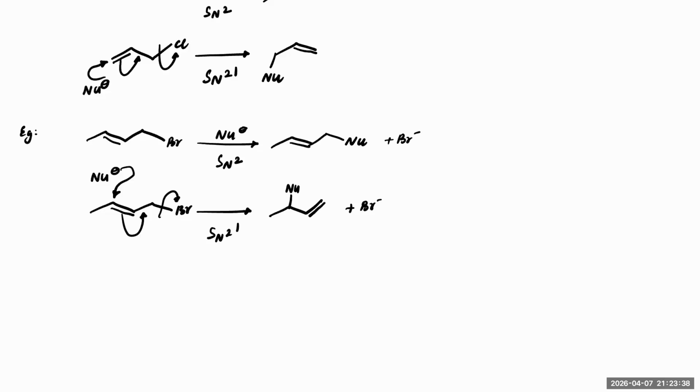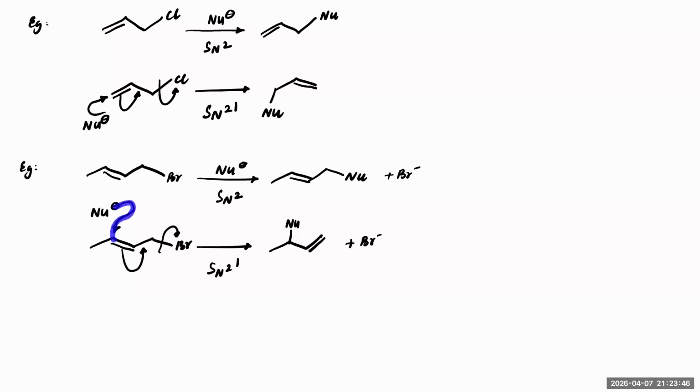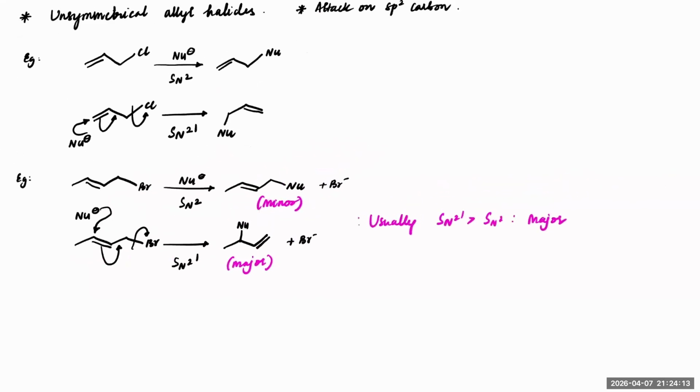So, I hope you got an idea what SN2 prime is here. Generally, you know that attack of a nucleophile will be easier on sp2 compared to sp3. Therefore, in SN2 prime, if the reaction is given, you will report this as major and this as minor. So usually SN2 prime is greater than SN2 when it comes to major quantity.